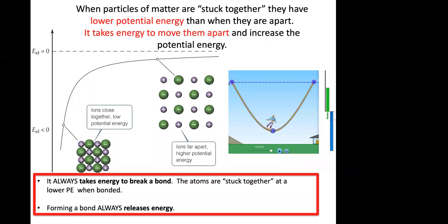Let's now have this understanding. It always is going to take energy to break the bond. And forming it will always release energy. It's going to be an idea we come back to several times here in chapter 5.